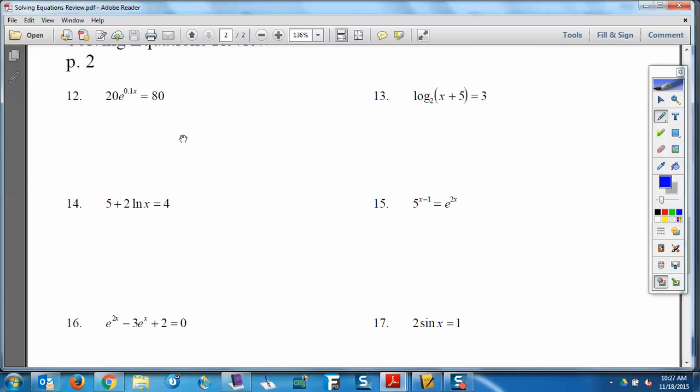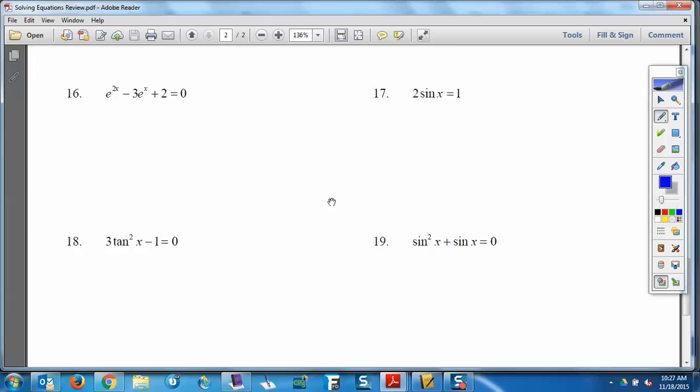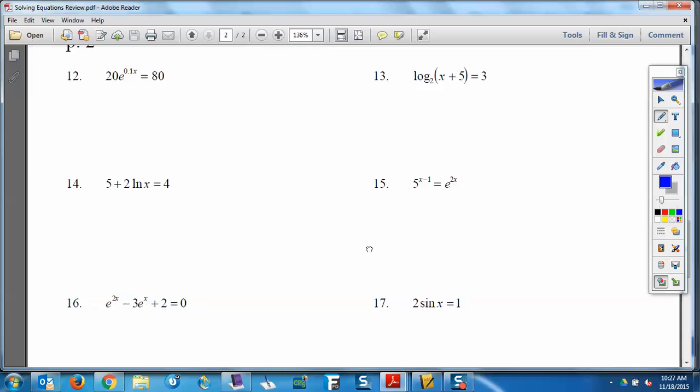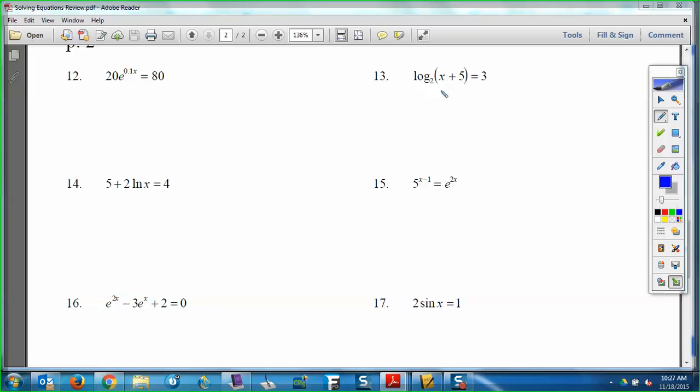I really want to focus on exponential, log, and trig today, which is on the back. So I'm going to make a couple of points here. Like on 13, I would say we write this in exponential form. So 2 raised to the 3rd equals x plus 5. Then that's pretty easy to do there. This is one that we had done in the beginning of the year on Appendix E, I believe.